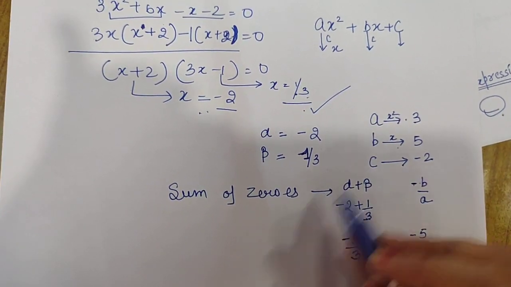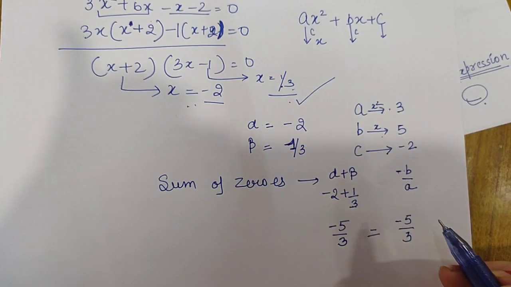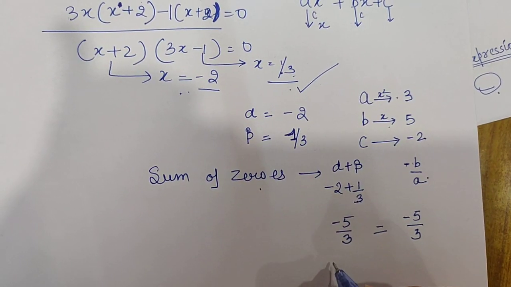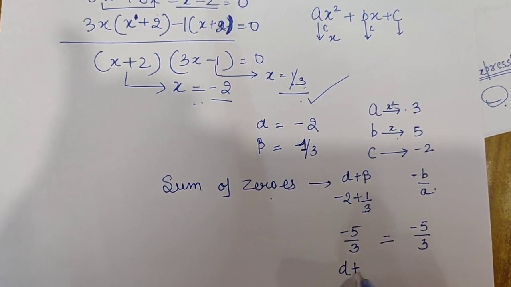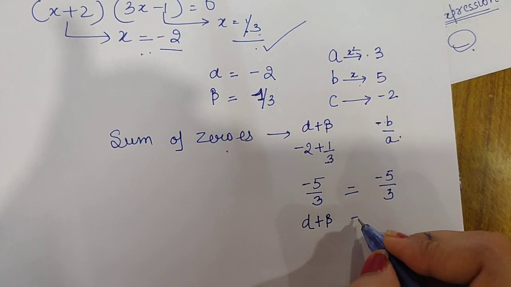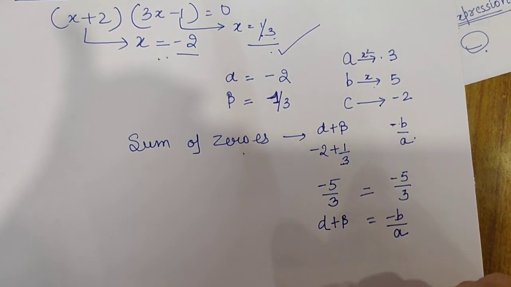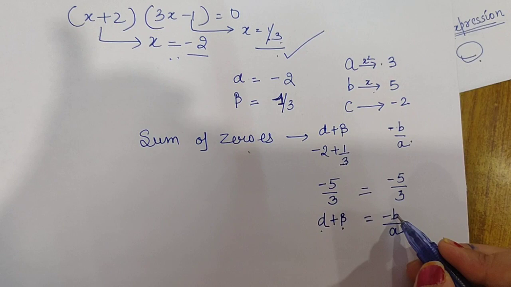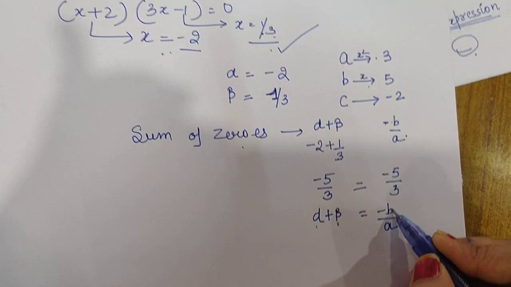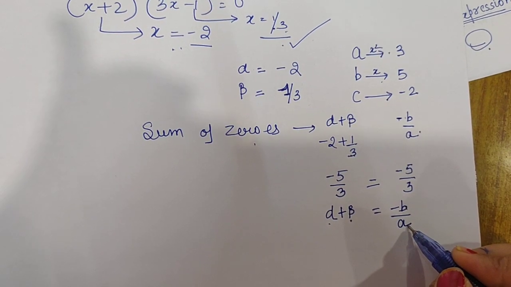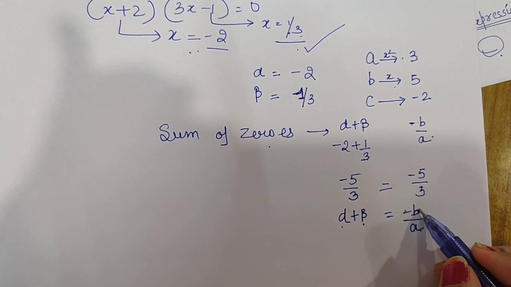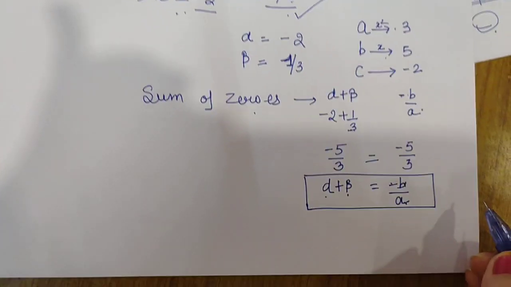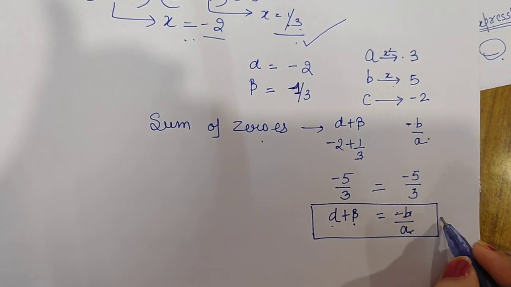It means which relation is establishing here between zeros and coefficients? The relation which is establishing here is that the sum of zeros of the given polynomial is equal to minus b upon a. Means the sum of two zeros of the quadratic polynomial is equal to minus coefficient of x upon coefficient of x square. So this is the first relation between zeros and coefficients.